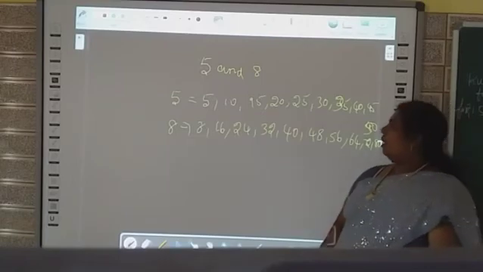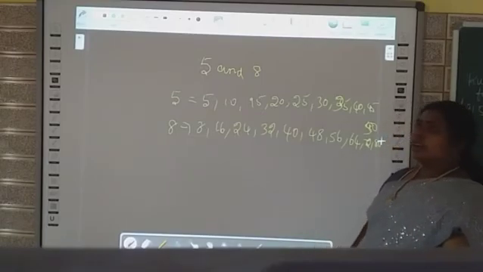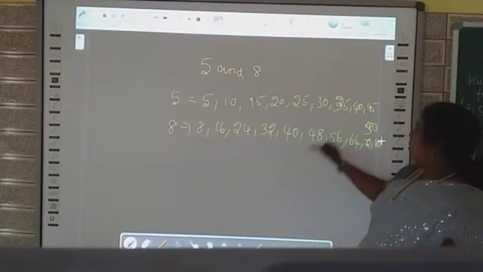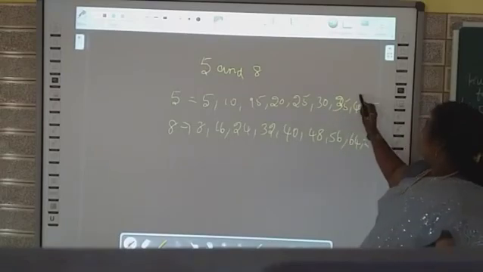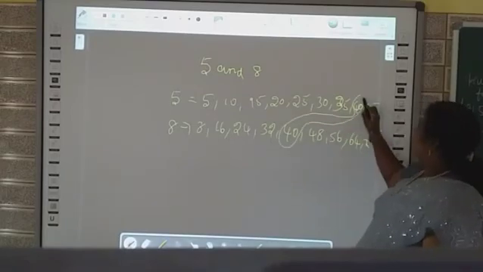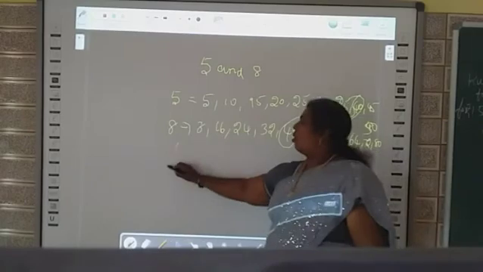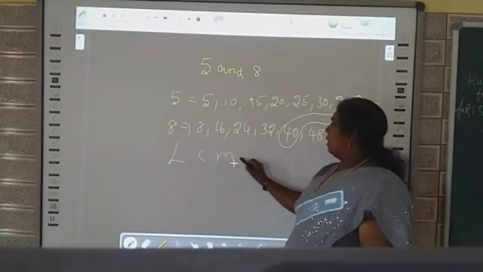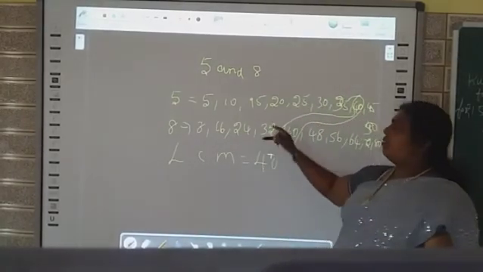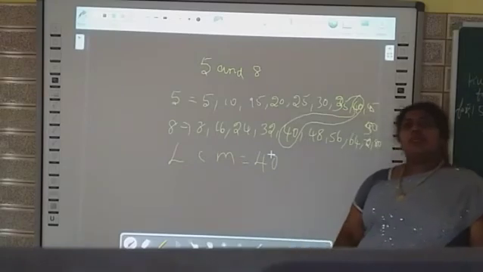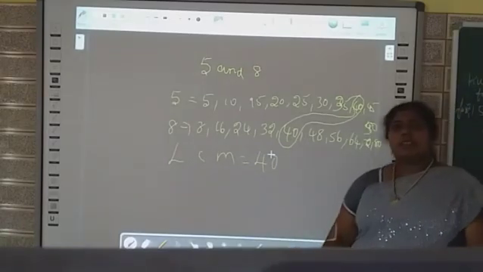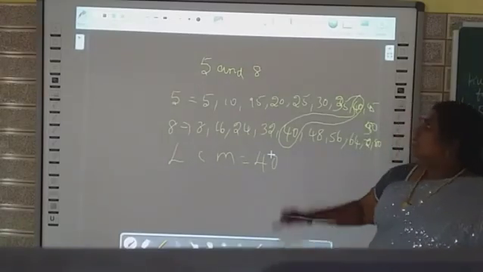So here the common number. You can write the common number. Where is the common number here? Now, 40 is the common number, right? So the lowest common multiple, LCM, is 40. For the numbers 5 and 8, the lowest common multiple is, what is the answer? 40, right? See.